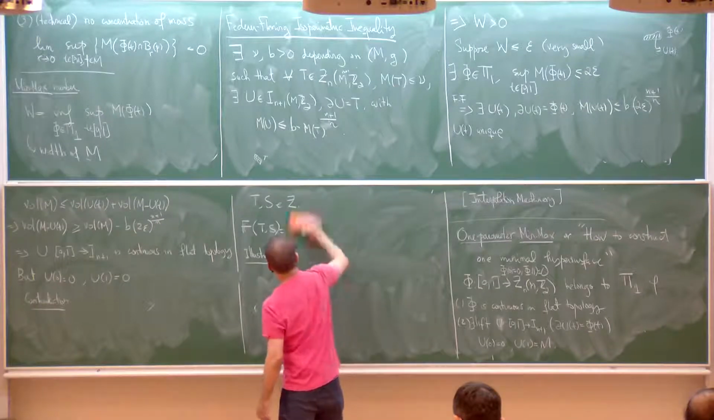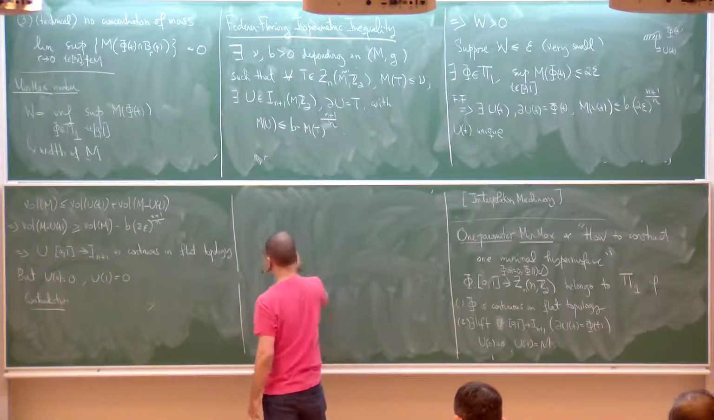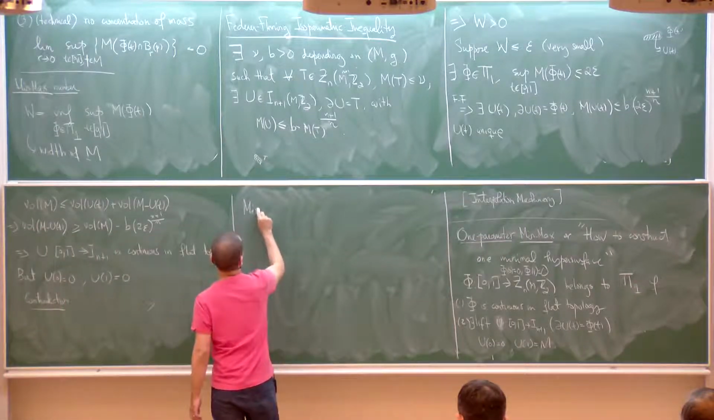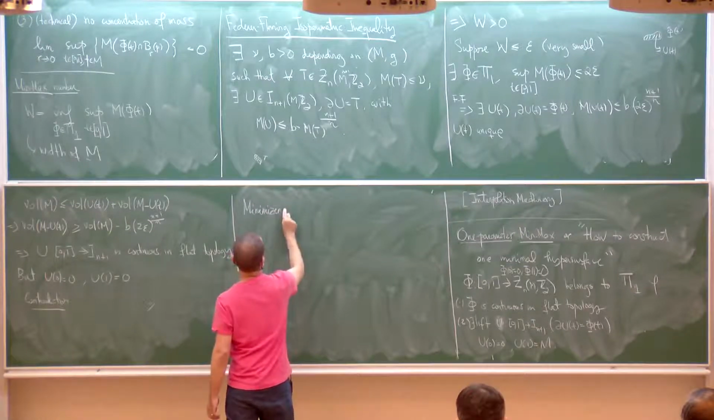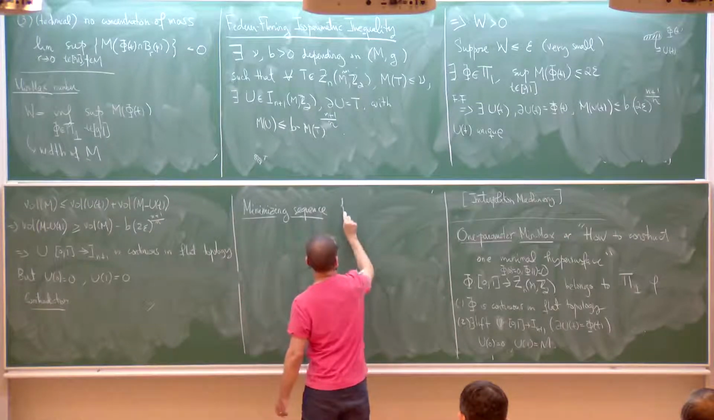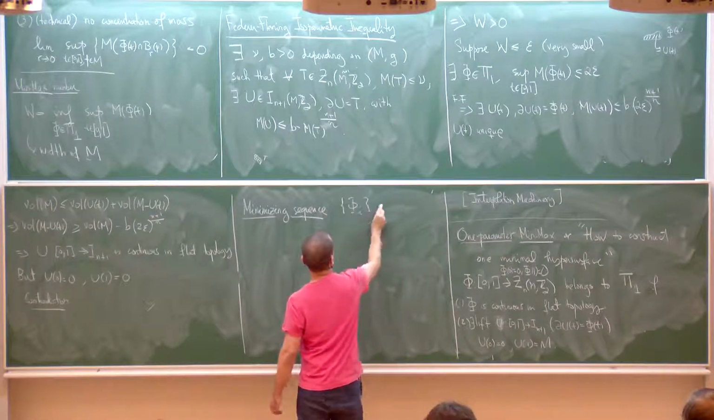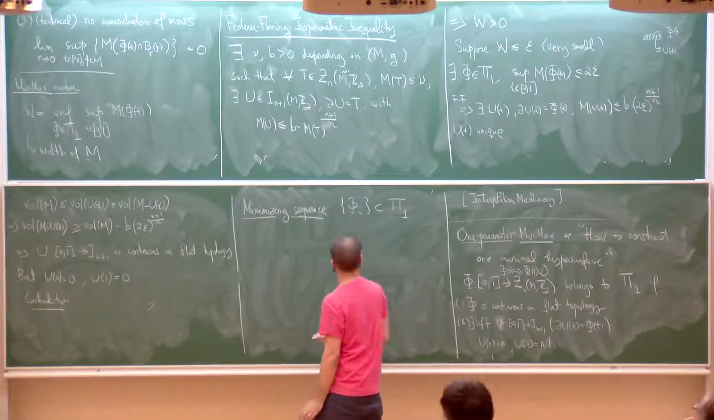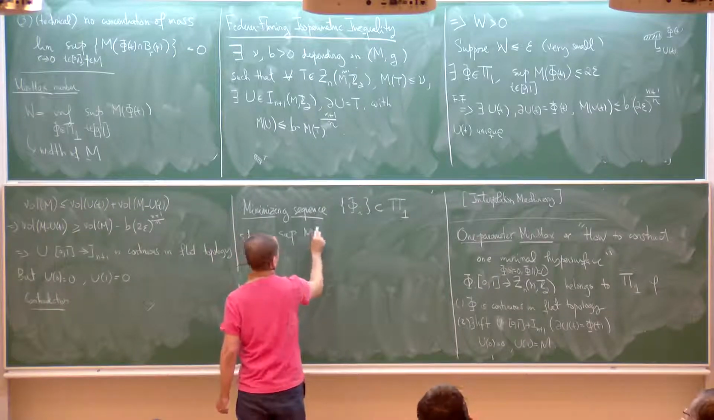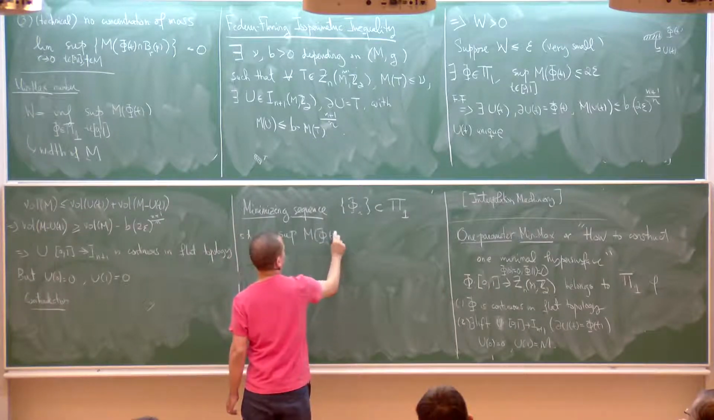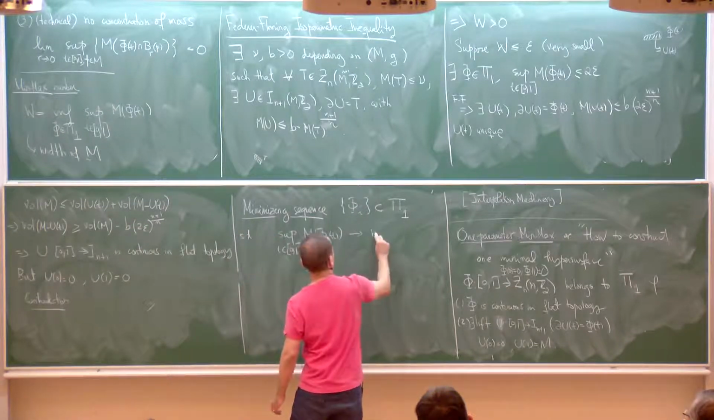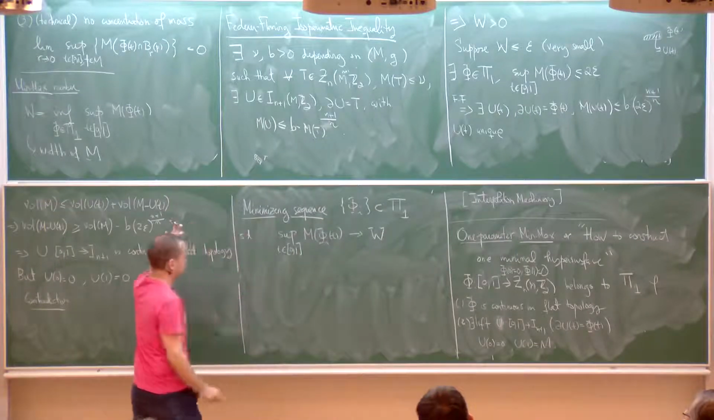So what are the steps in trying to do this? Let me introduce some notions. First, we choose a minimizing sequence. A minimizing sequence is just a family of phi i's in my class of sweep outs such that the sup of the masses of phi i of t, as t goes from 0 to 1, converges to the optimal number. So this is a minimizing sequence.